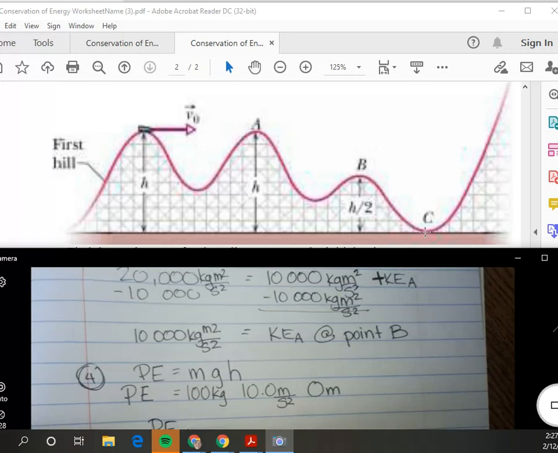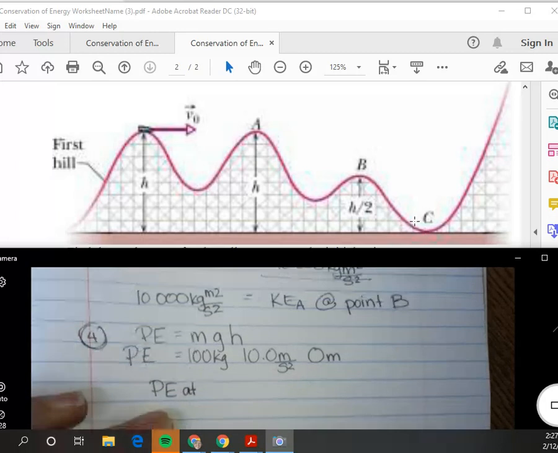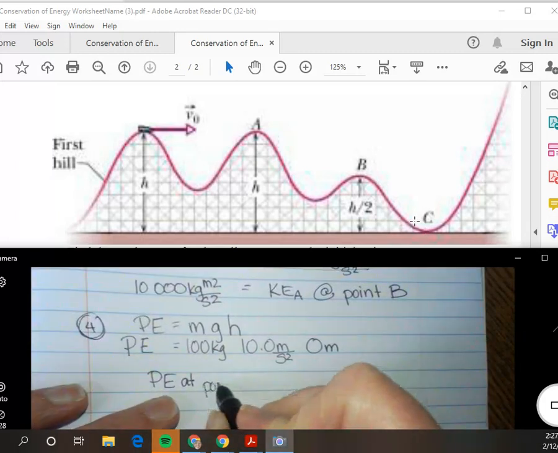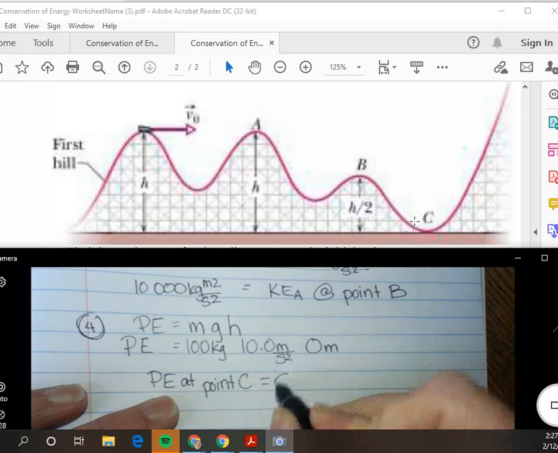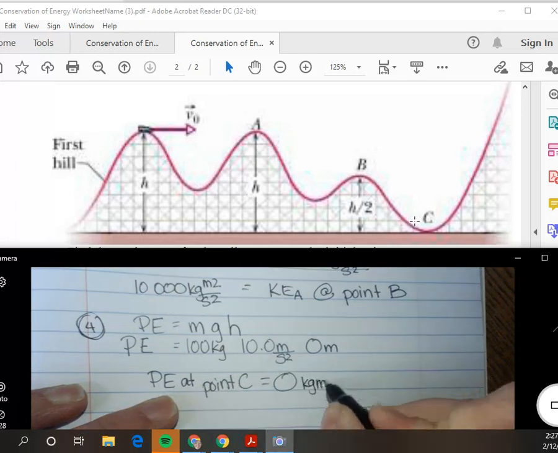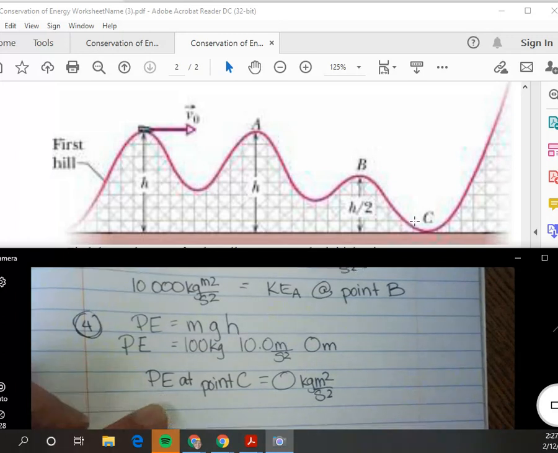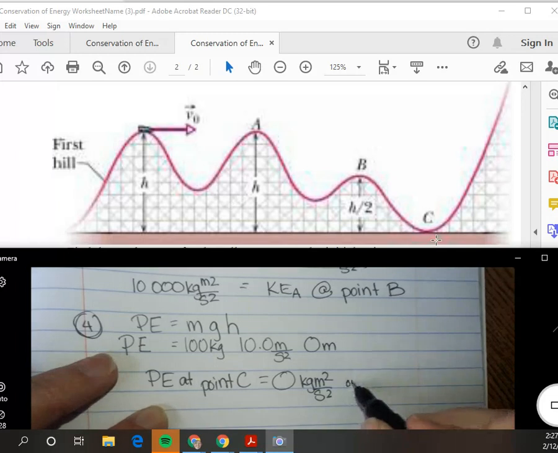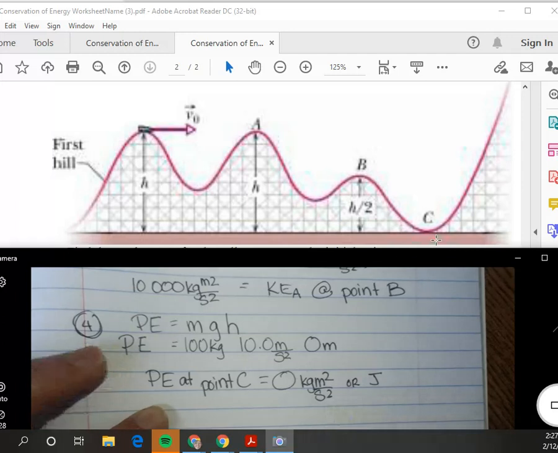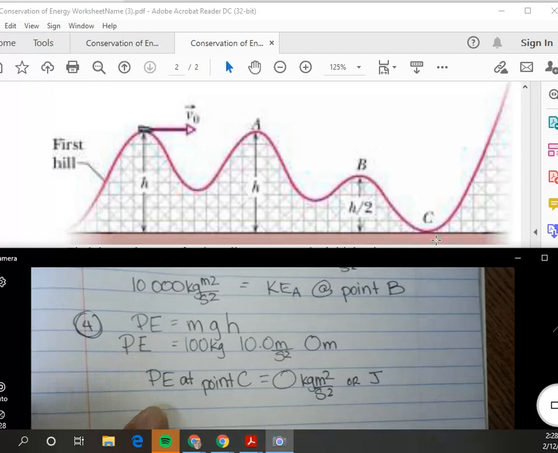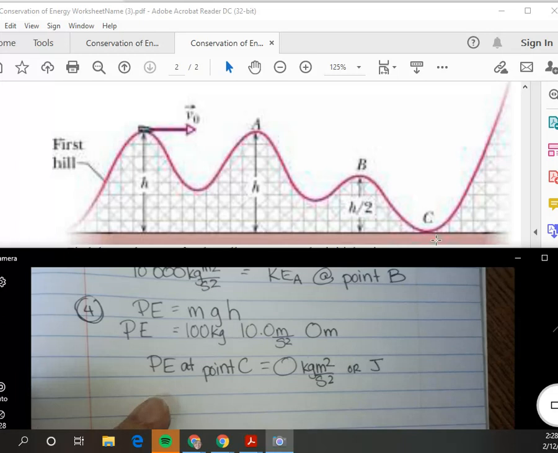So the potential energy at point C is 0 kilogram meter squared per second squared, because C is right on the ground. Yes, sir, you can just put joules for that. I want you to make sure and realize that when you say joules, you're really saying kilogram meter squared per second squared, because canceling out those units is going to come into play as we get into some other modules that we're going to cover.